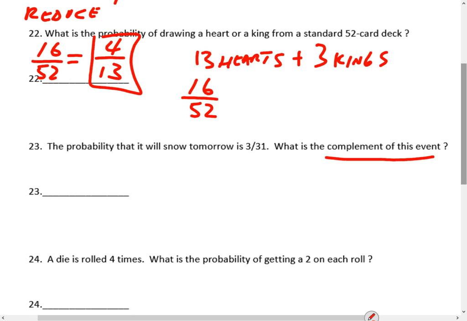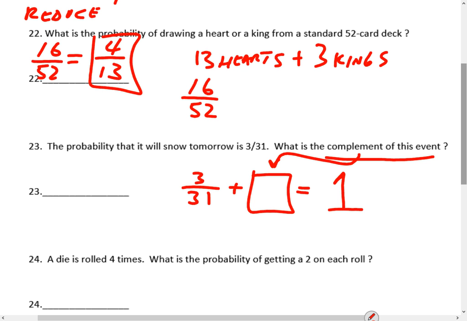I don't know if you've seen the term complement of an event. Think of it this way. Complement is what is going to give us a total probability of 1. We want to complete the probability. So it's everything else. The only way I'm going to get a 1 is if I have 28 over 31. You're subtracting this from this. That gives you your numerator.